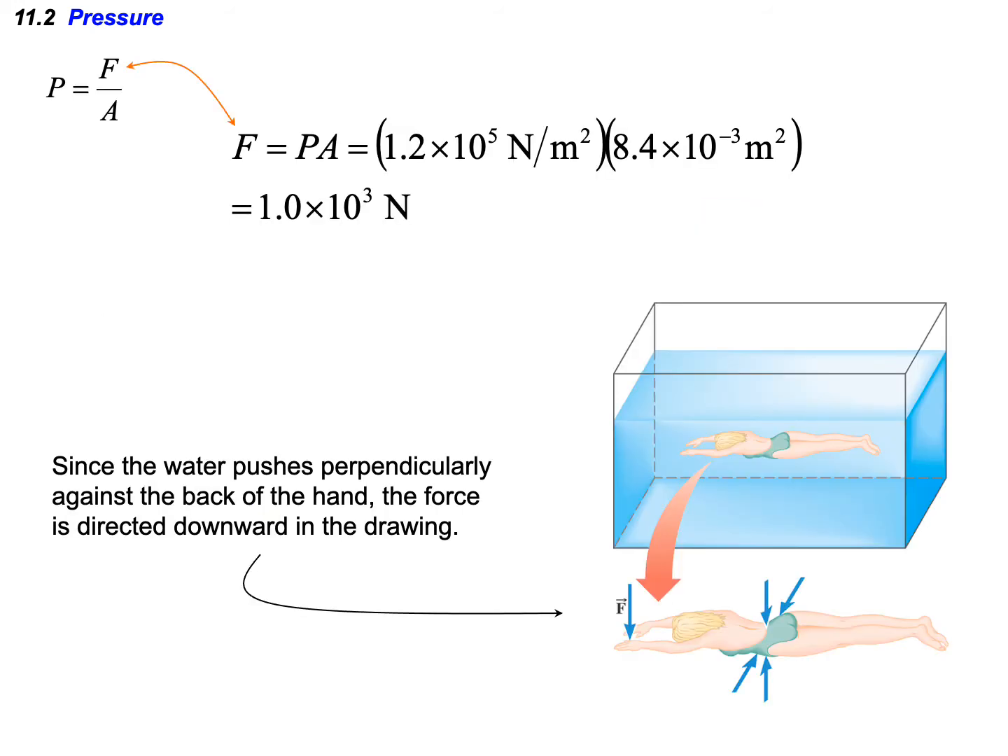Okay, so pressure is given as 1.2 times 10 to the 5 newtons per meter squared, and area is 8.4 times 10 to the negative 3, so the meter squares cancel. Your final answer is in newtons because it's force, so 1 times 10 to the power 3 newtons, 1000 newtons. Since the water pushes perpendicular against the back of the hand, the force is directly downward in the drawing. So this is the direction, and the magnitude is 1000 newtons.